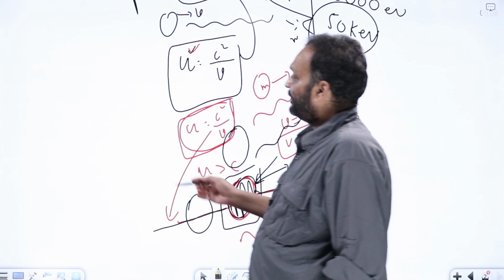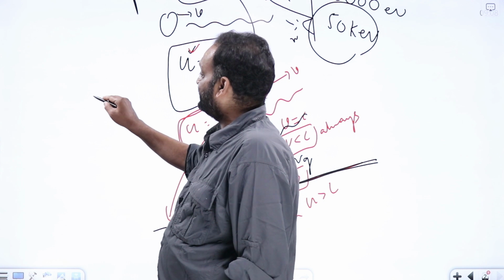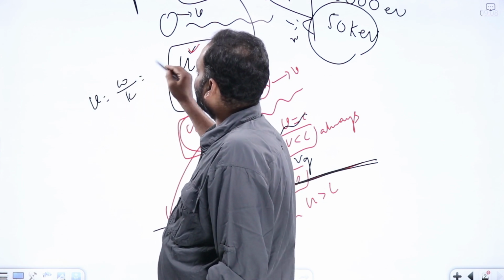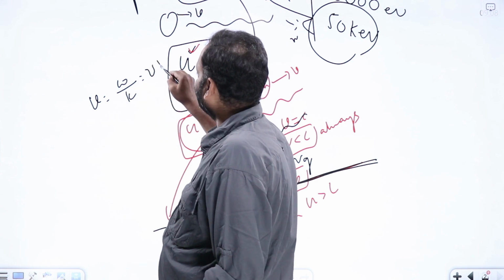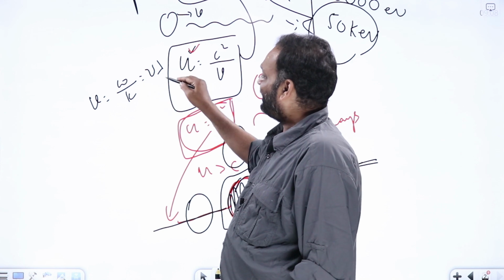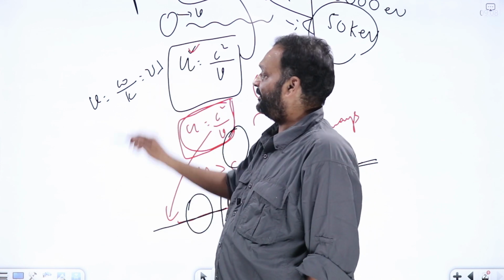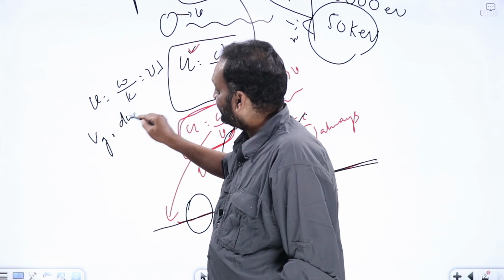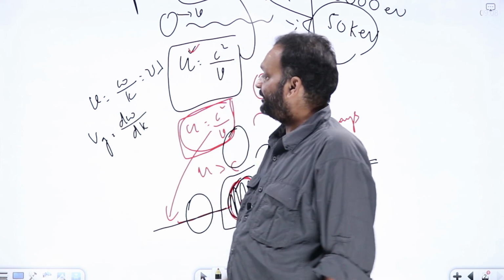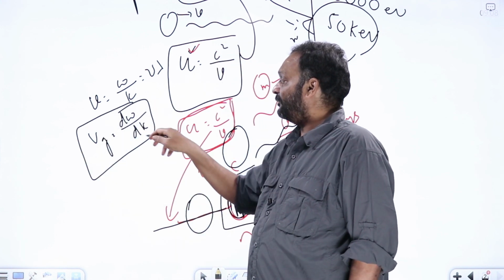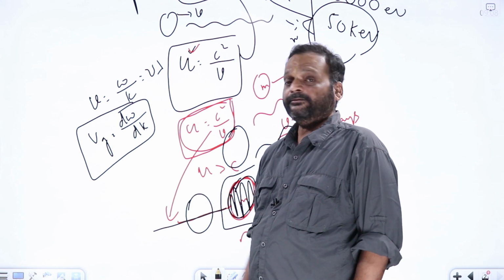Normally the wave or phase velocity is given by V equal to omega by k, or equal to nu lambda. Into 2 pi by 2 pi: 2 pi nu is omega, and lambda by 2 pi is 1 by k, so omega by k. Whereas group velocity Vg is equal to d omega by dk. The general formula for group velocity is d omega by dk, means you have to differentiate omega with respect to k. We will get that group velocity.